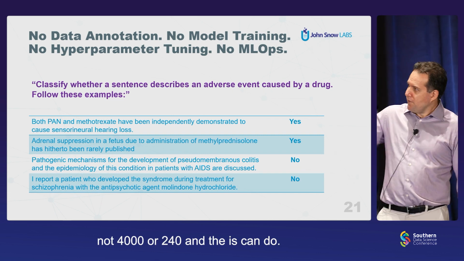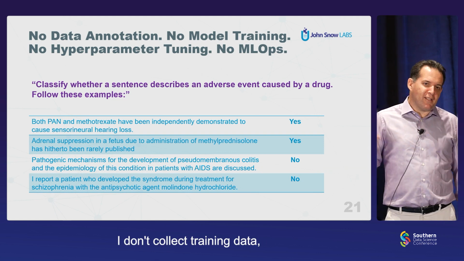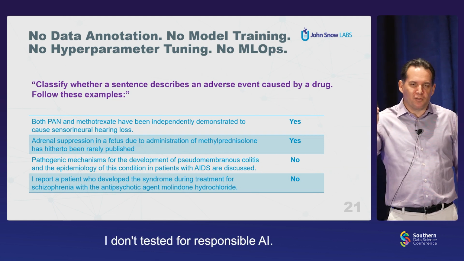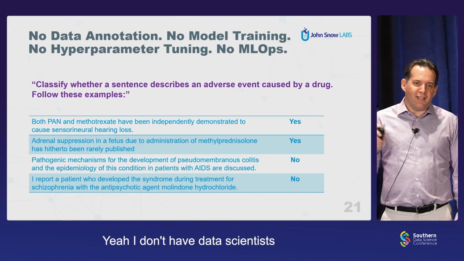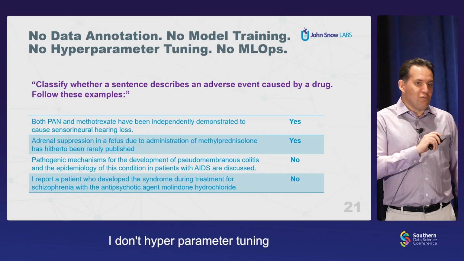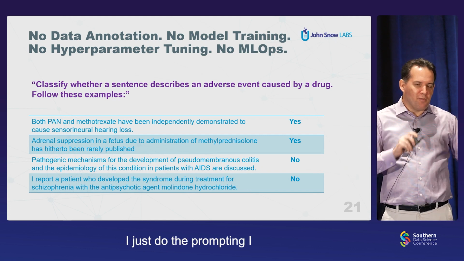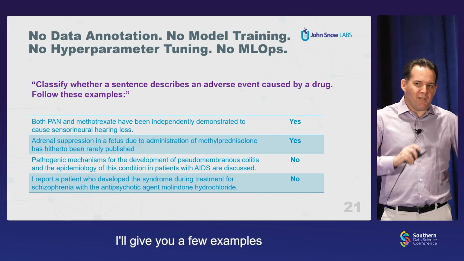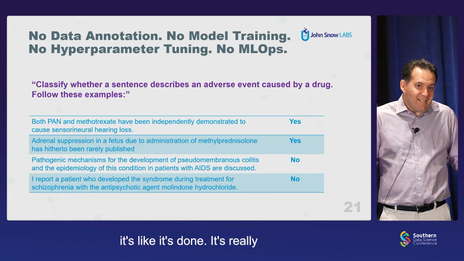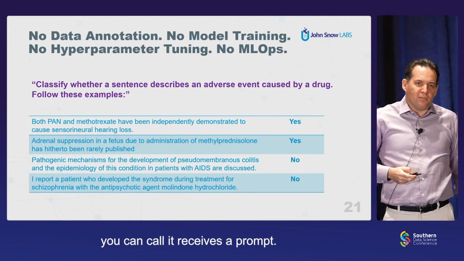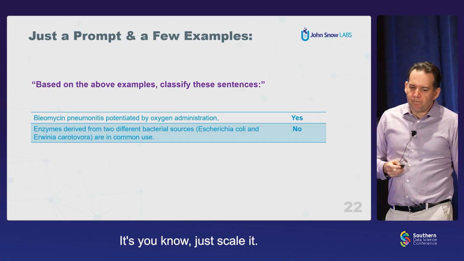And that's it. I don't collect training data. I don't label it. I don't test it for responsible AI. I don't have data scientists do stuff in Python. I don't do hyperparameter tuning. I don't build an API for it. I don't do anything. I just do the prompting. I mess around with it for a while. I give it a few examples, and that's it. It's done. It's ready. There's an API you can call. Just use the prompt, and scale it.